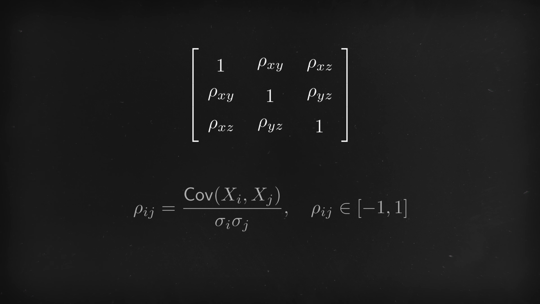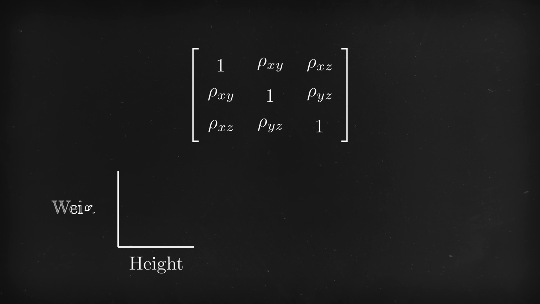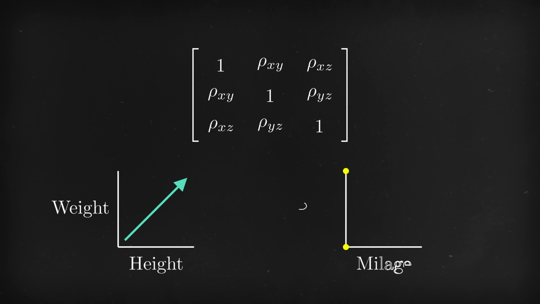For example, height and weight are often positively correlated. As one increases, so does the other. A car's mileage and its second-hand price are negatively correlated. As mileage increases, the resale price decreases. The diagonal entries are always equal to 1 because each variable is perfectly correlated with itself.